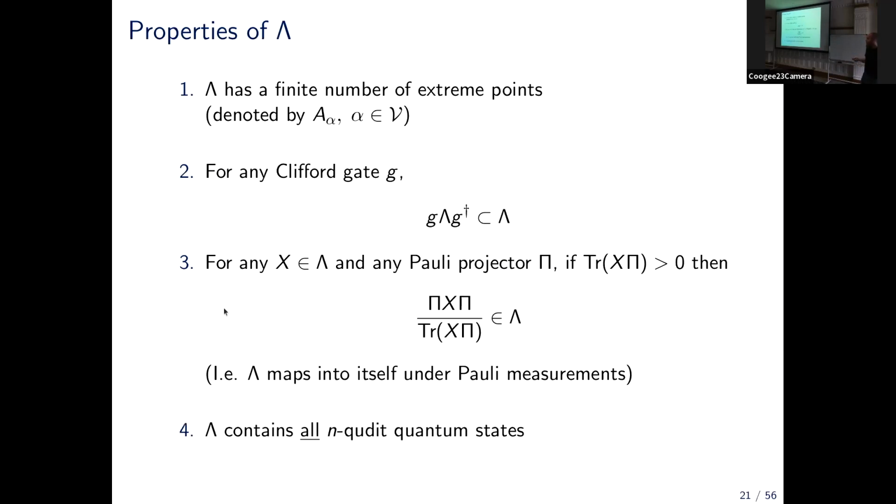This has a number of properties that also make it useful for describing quantum computation with magic states. So first, it has a finite number of extreme points, vertices, and we're going to call these A sub alpha. It's the vertices of this polytope that we're going to now identify with the generalized phase space point operators. Also, the polytope maps back into itself under Clifford gates and Pauli measurements. The one thing setting it apart from the previous quasi-probability representations is that lambda contains all n-qudit quantum states. So this means that any quantum state can be represented as a probabilistic combination of the vertices. So this is new. This is different from the previous cases.